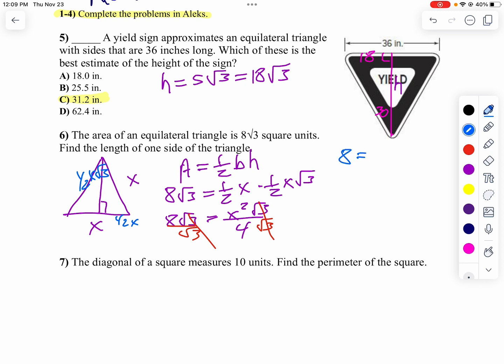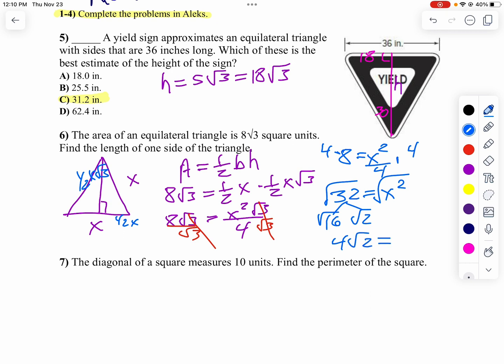8 equals x squared divided by 4. Let's multiply both sides by 4. 8 times 4 is 32, so I get x squared is 32. Well, then, take the square root. Let's simplify that. 32 is the square root of 16 times the square root of 2, so I get 4 square roots of 2 would be my base, or x. So that's where you get that answer from.